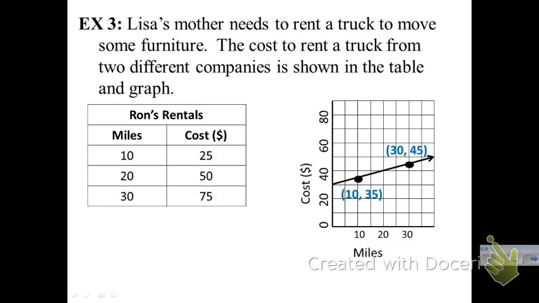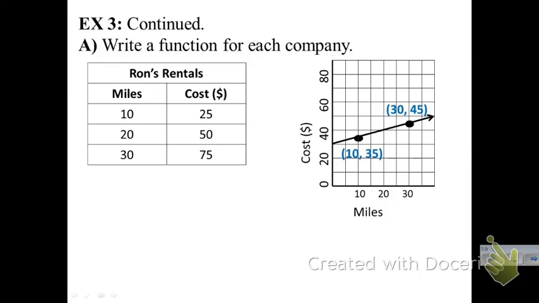Okay, our last example says Lisa's mother needs to rent a truck to move some furniture. The cost to rent a truck from 2 different companies is shown in the table and graph. So it says write a function for each company. To be able to write the function, you have to be able to identify the slope and the intercept. So again, you're going to be looking for our rate here. Looks like it's going up by 10 over here and by 25 here.